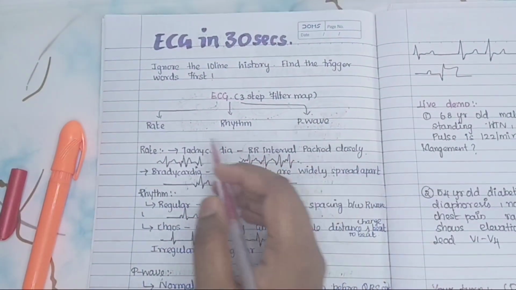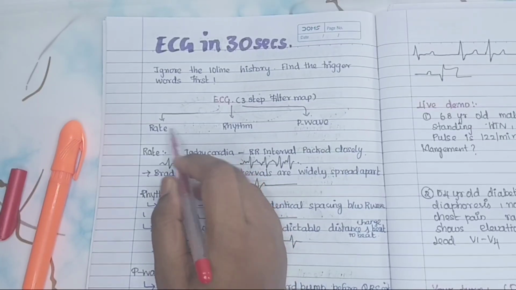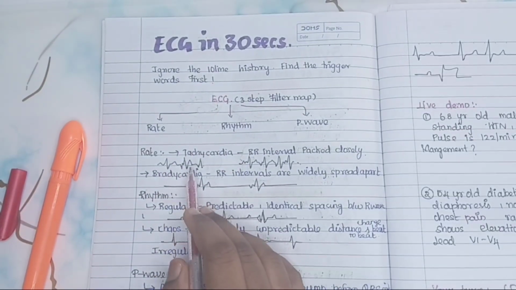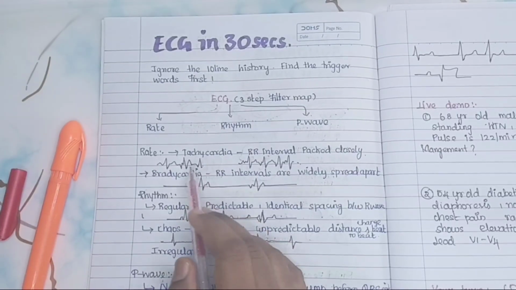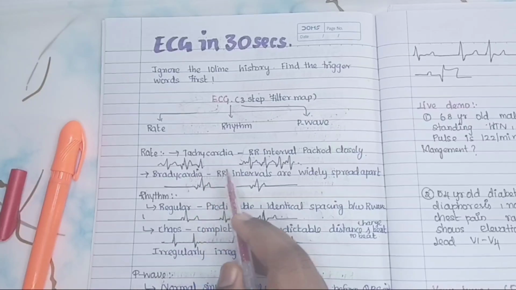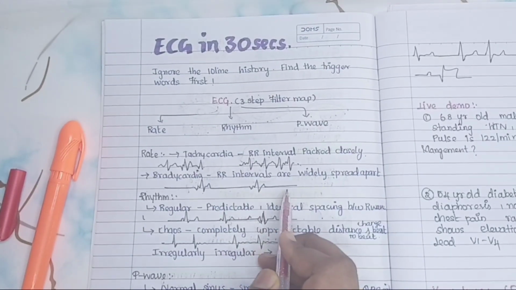Filter number 1. Is it fast or slow? This is your rate. Look at the distance between the tall R wave spikes. If they are bunched closely together, it is tachycardia. If they are miles apart, it is bradycardia. This single check instantly eliminates half of your incorrect options in split seconds.